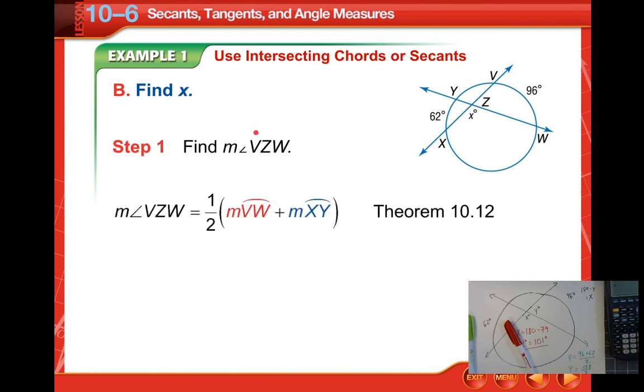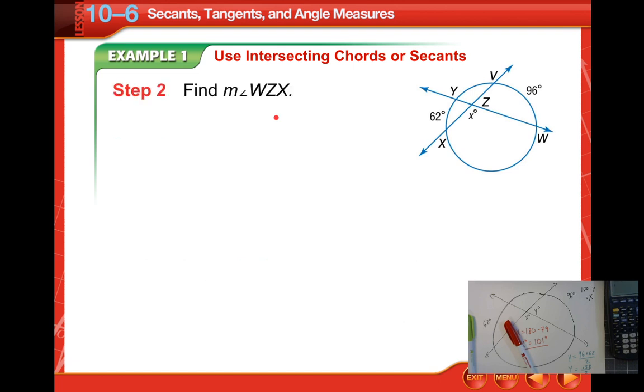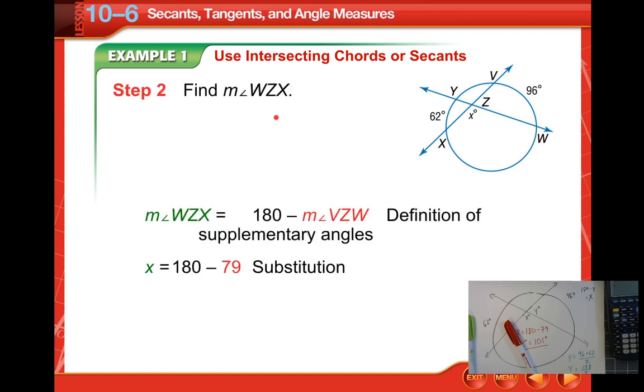So they called it VZW. That's the exact same thing we did. They just gave it a different name. 79. And then from there, we can take away that from 180.